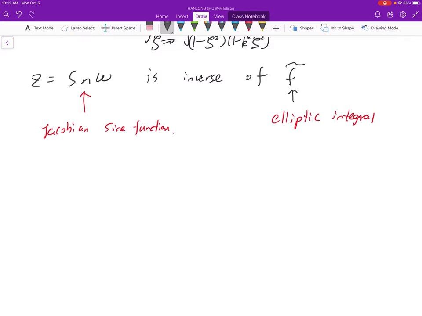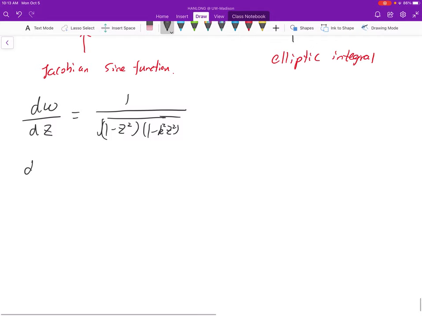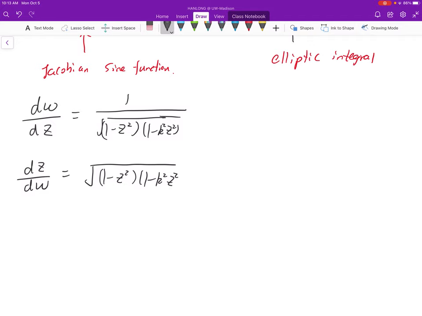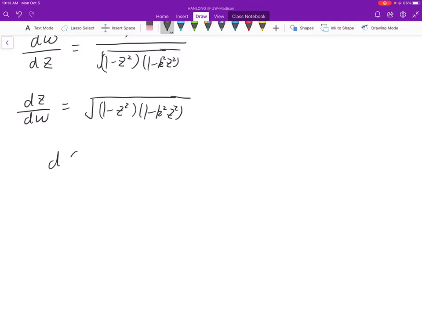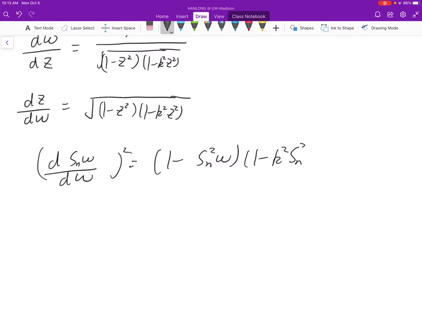So let's look at d omega over dz. This is just the derivative of the integral, it's 1 minus z squared, 1 minus k squared z squared. If you think about dz over d omega, then it's the square root of 1 minus z squared, 1 minus k squared z squared. If you plug in z is Sn omega, so d Sn omega over d omega squared is 1 minus Sn omega squared, 1 minus k squared Sn omega squared.